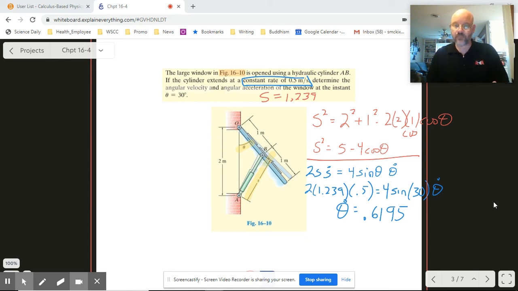Okay, so it's kind of interesting. Well, it's good. It's positive, right? Because that means the angle is getting bigger. So it's supposed to do that. So that's good. Now let's go get the angular acceleration. So we've got to take a derivative again. So let me do this one in black.